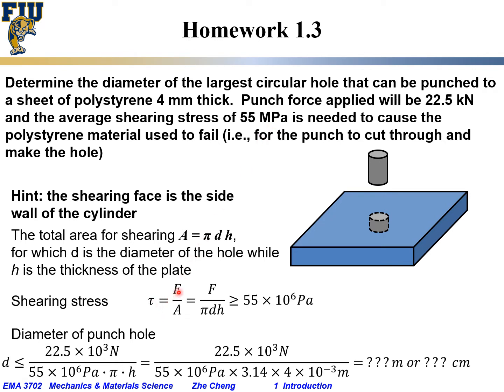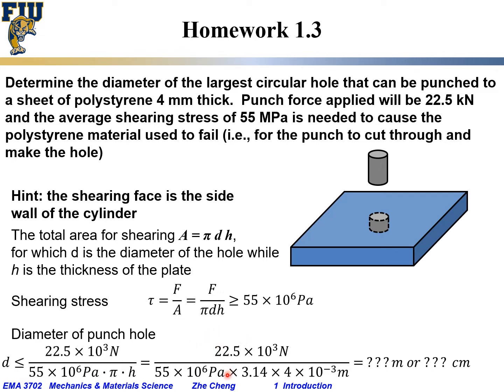So shearing stress tau would be force over area, and force we know is 22.5 kilonewton. The area, the shearing area, which, as we said again and again, is the side of this short cylinder in the sheet. So it will be pi d h. D is again the diameter for this cylindrical hole, or diameter for this punch. They are very close. H would be the thickness. We want this whole ratio, this tau, the shearing stress, to be greater than 55 mega, meaning 10 to the power of 6 Pascal. So as a result, D, the diameter for the punch hole, would be smaller than force over pi h. Force, we put in 22.5 times 10 to the 3 Newton.